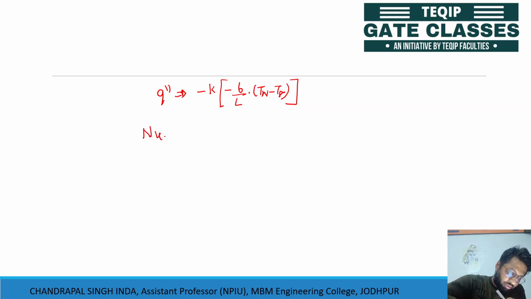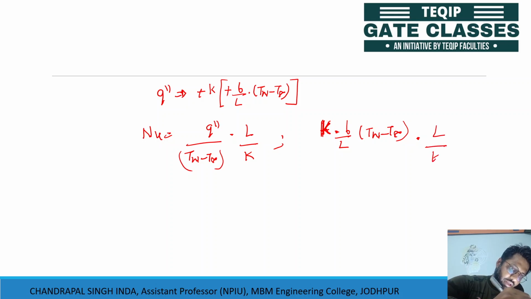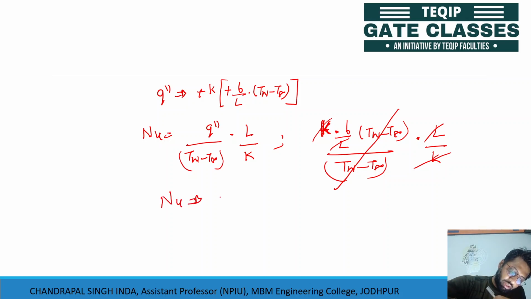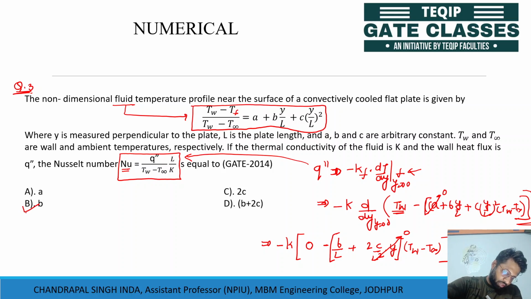So the Nusselt number is equal to the heat flux multiplied by L divided by (T wall minus T infinity) and divided by K. Here q double dot is equal to K into B by L into (T wall minus T infinity), since minus minus is plus, multiplied by L by K divided by (T wall minus T infinity). So the Nusselt number will be equal to the arbitrary constant B. So option B is correct.